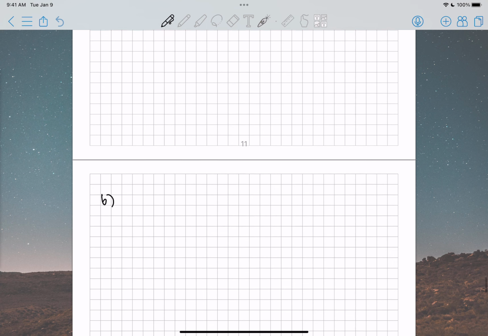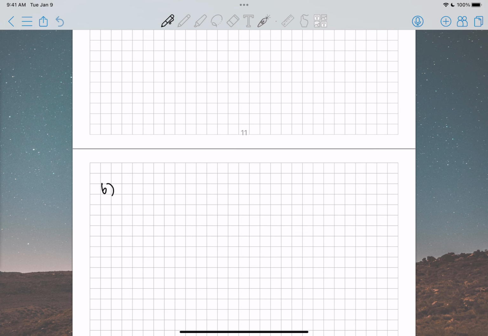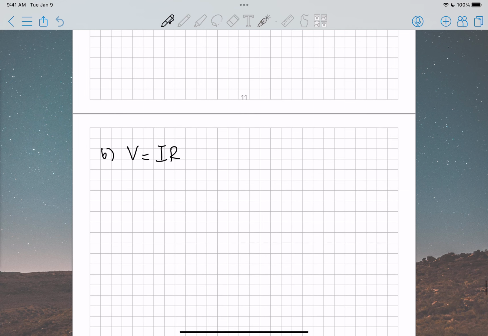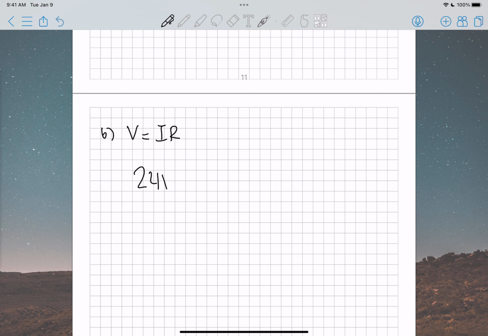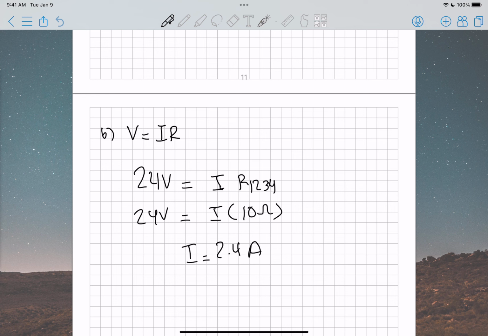Part B is saying the battery has a voltage of 24 volts. Calculate the current through the battery. So we just use Ohm's law. Very, very simple. We know that the battery is 24 volts. We know now that the resistance of the whole thing, R1, 2, 3, 4, is going to be 10 ohms. So now we want to find the I, or the current of the whole thing. We know that I times 10 ohms is equal to 24 volts. So the current is 2.4 amps, and that's it. Very, very simple right there.